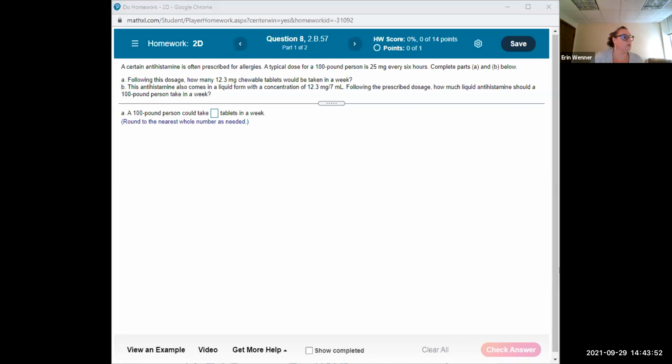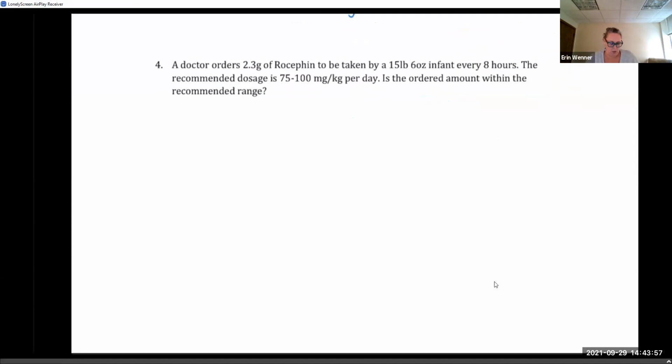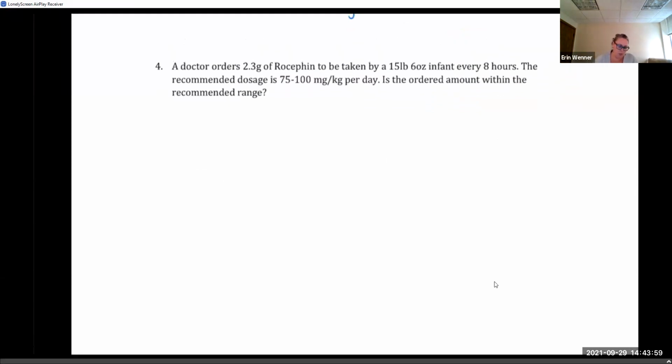Okay. Let's go back to our notebook page. Oh, big problem. A doctor orders 2.3 grams of Rocephin to be taken by a 15-pound, 6-ounce infant every 8 hours. The recommended dosage is 15 to 100 milligrams per kilogram per day. Is the ordered amount within the recommended range?